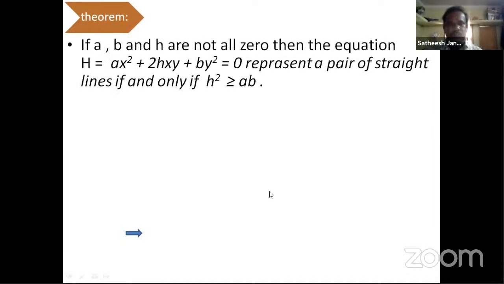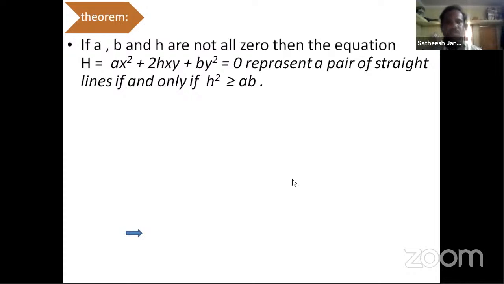Next, our first theorem is an important theorem. If a, b and h are not all 0, then the equation h is equal to ax square plus 2hxy plus by square is equal to 0 represents a pair of straight lines if and only if h square is greater than or equal to ab.